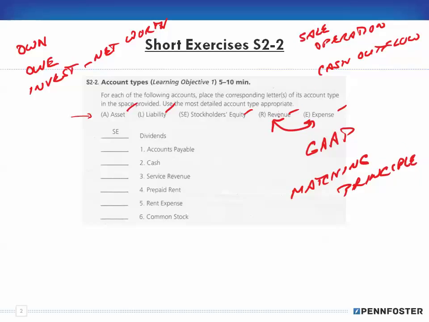Okay, so why are we in business? Now remember, revenues and expenses are for the operation of the business, right? That's our day-to-day operations. I mean, we're in business to sell stuff, and we have expenses that we incur that we match up to those sales.